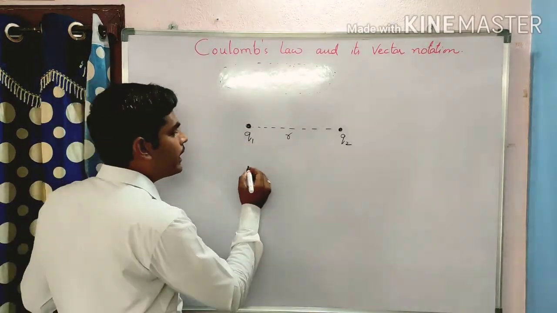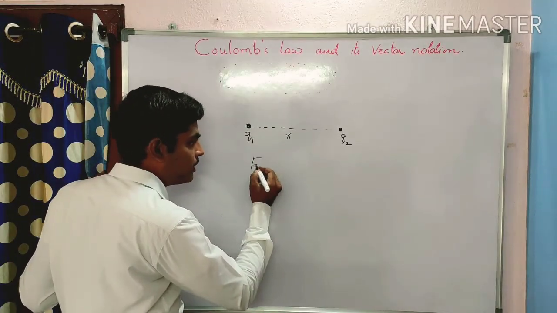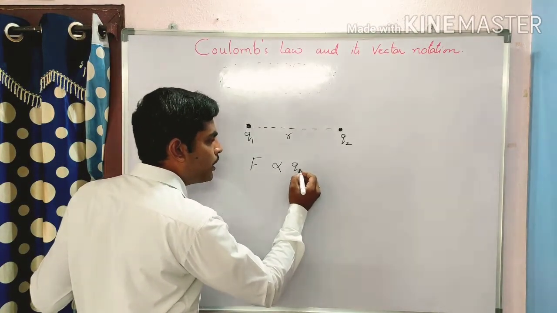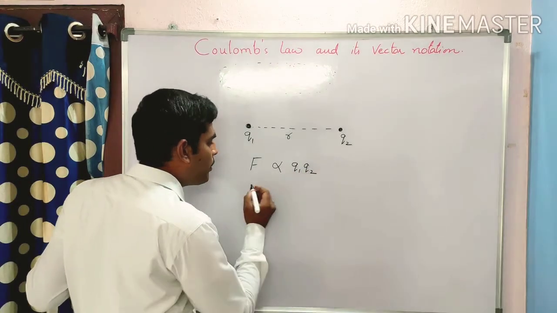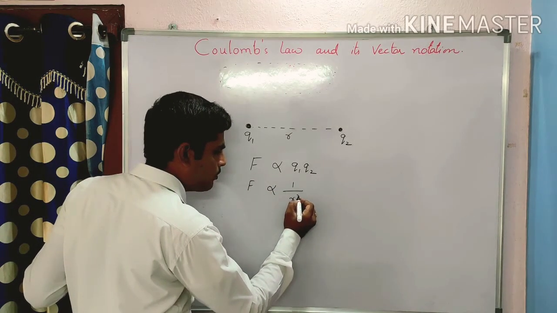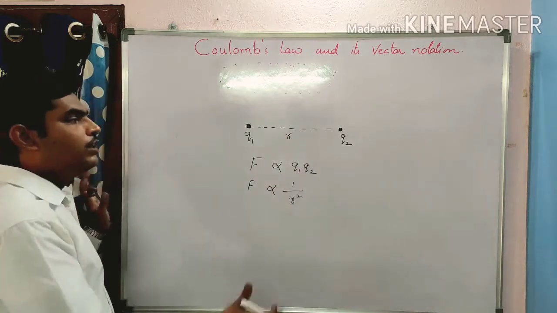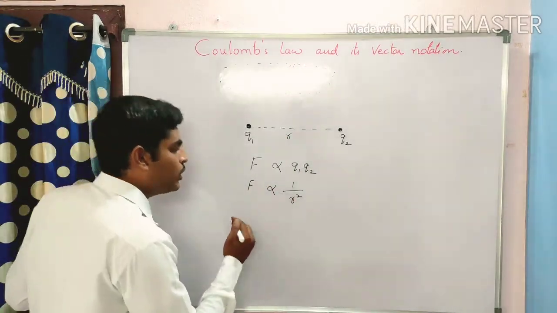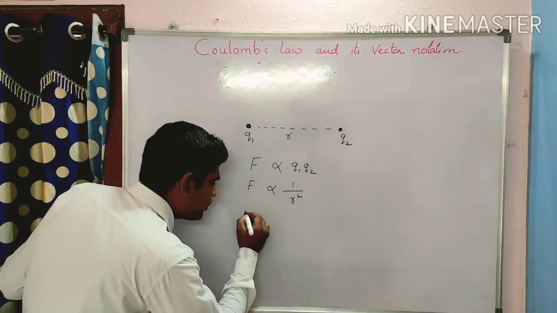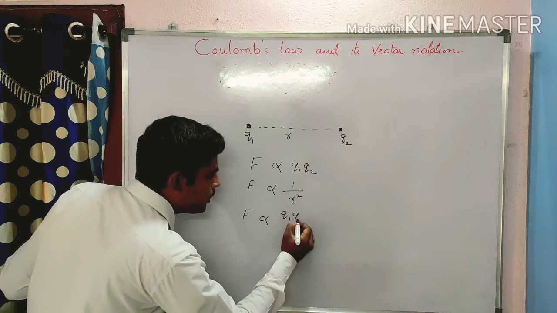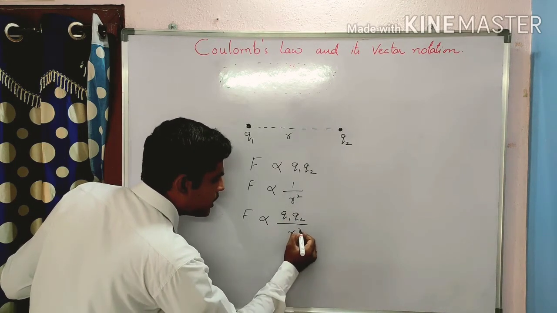The force of attraction or repulsion between these two is directly proportional to the product of their charges and inversely proportional to the square of the distance between them. As the distance increases, the force between them decreases. So force is inversely proportional to r square. Together we write this as F is proportional to Q1 Q2 by r square.